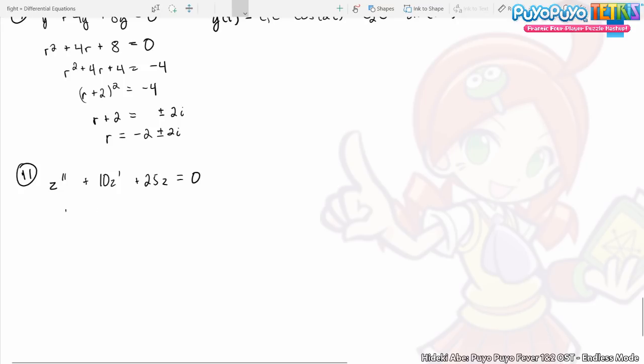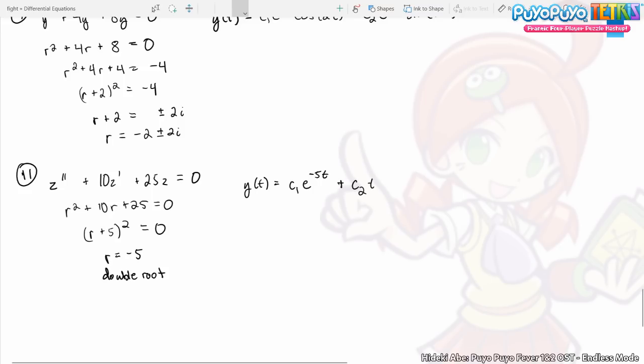Isn't this just r squared plus 10r plus 25 equals 0? R plus 5 squared equals 0? So it's a double root, r equals negative 5. Okay. So then the general solution is the other one, where it's C1 e to the negative 5t plus C2 t e to the negative 5t. Okay.